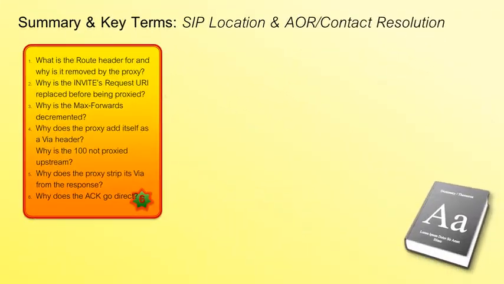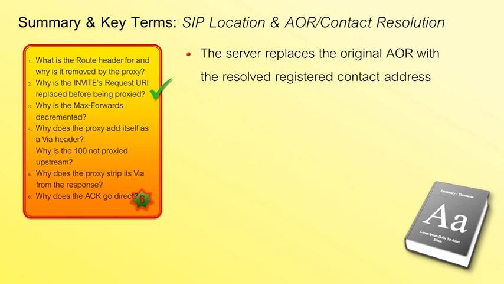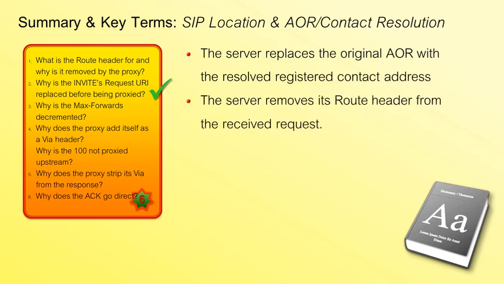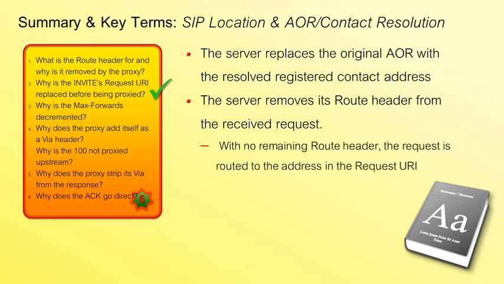So, why replace the invite's request URI before proxying? The server replaces the original dialed address of record with the resolved contact address from the registry, the same contact address registered previously by Nathan's user agent. The server removes its root header from the received request, meaning that with no remaining root header, the request URI once more takes routing precedence and the request is routed on to the address in the request URI.